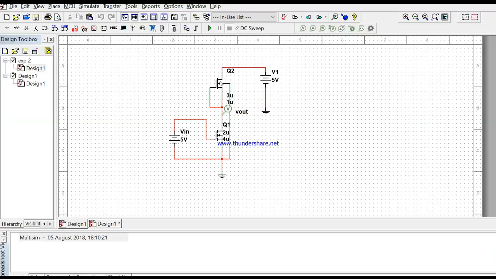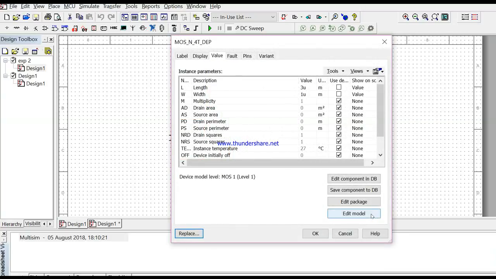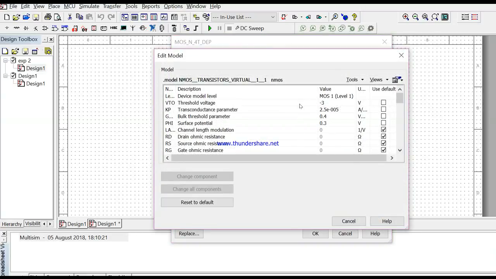Now we have to change the parameters of the depletion as well as the EMOS. So first changing the depletion MOSFET parameters. I have already changed it. We have to go in edit model and then threshold voltage. Now we know the threshold voltage of depletion was -3 volt. So I have written over here. You should just double tap over here, write the value and enter. So it is -3 over here. Similarly, Kp, that is transconductance parameter, is 25 microampere. So I have written it over here.